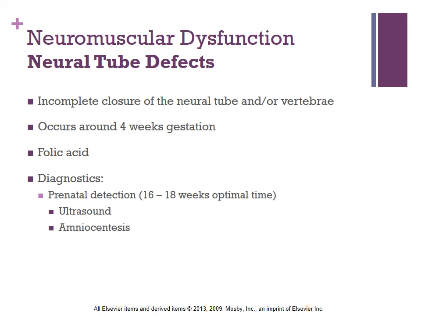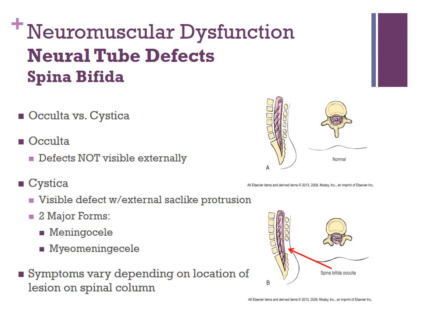Diagnostics, prenatal detection will occur around 16 to 18 weeks, which is going to be the optimal time to find these defects, and it can occur via ultrasound or an amniocentesis. First, we'll talk about spina bifida, and you have occulta versus cystica.